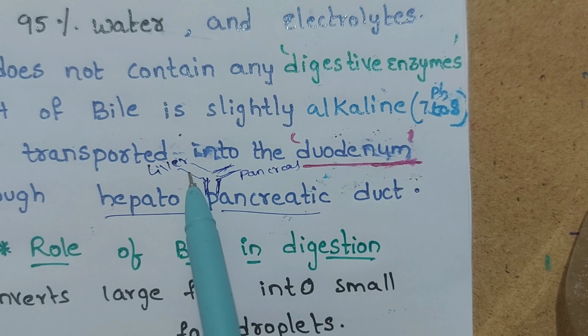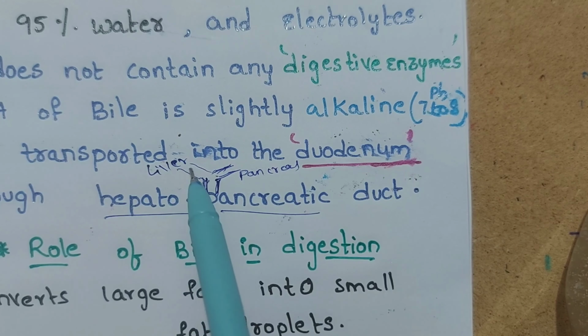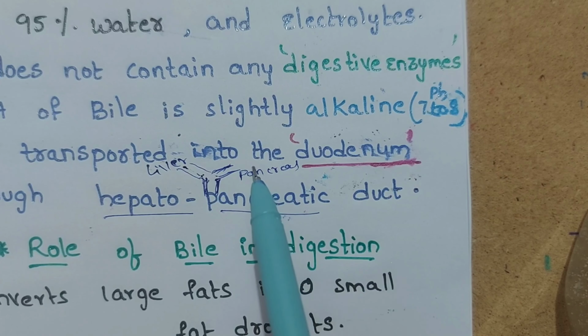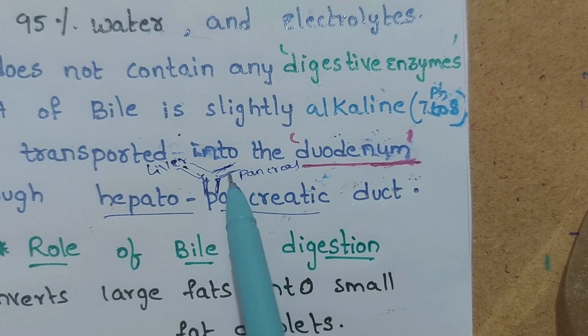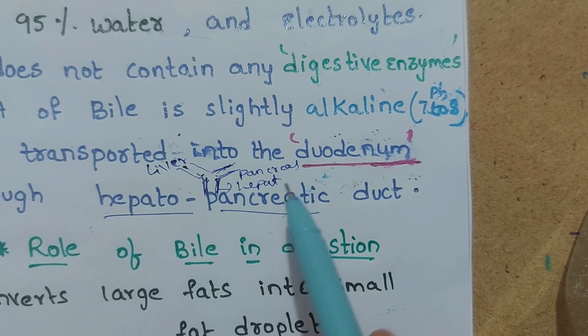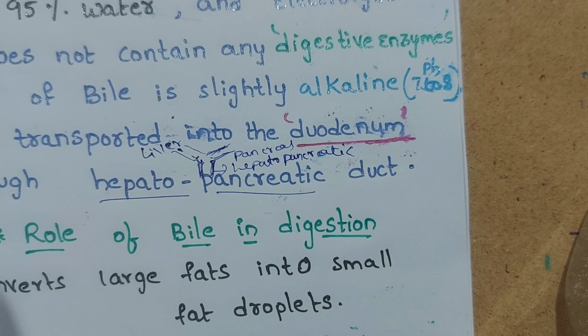So bile juice will be produced by the liver and it will be stored in the gallbladder. When food enters into the small intestine, the bile juice travels through this hepatoduct, and the pancreas also secretes some digestive enzymes. These enzymes come through this pancreatic duct. Both will combine in this hepatopancreatic duct. This is the common duct for both the pancreas and liver, so it is called the hepatopancreatic duct. You got my point? Bile is produced by the liver and it will be stored in the gallbladder.